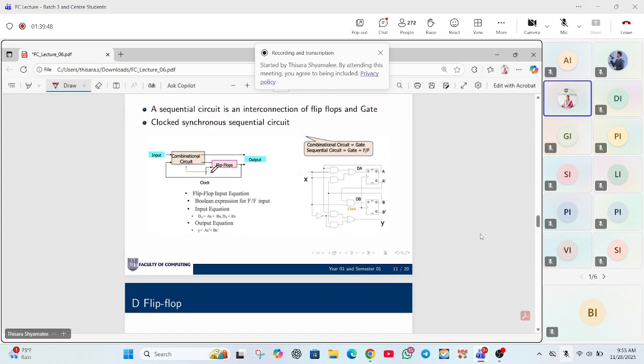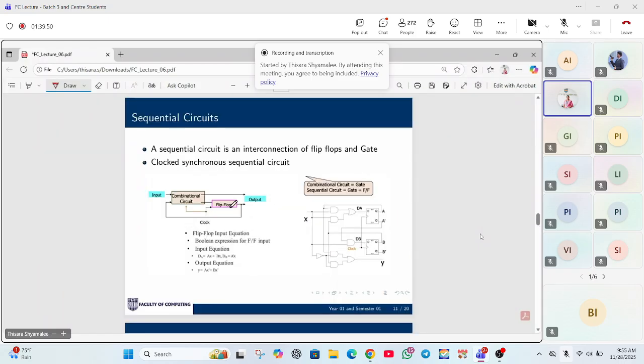Here you can see, this is the combinational circuit, as I told you. Then when we add the flip-flop with the clock signal, it becomes the sequential circuit.